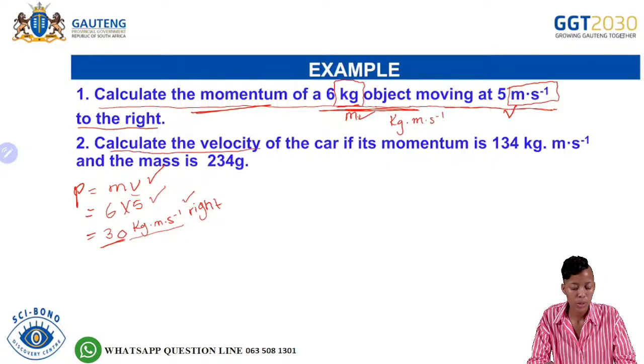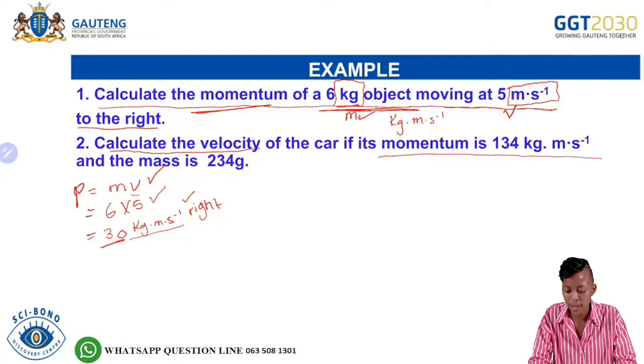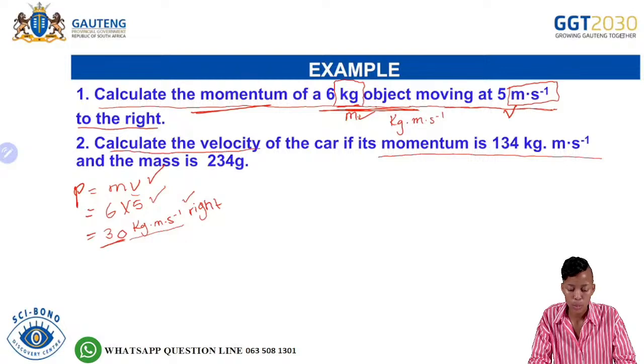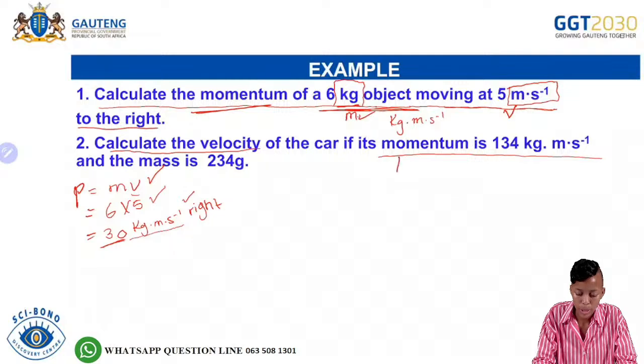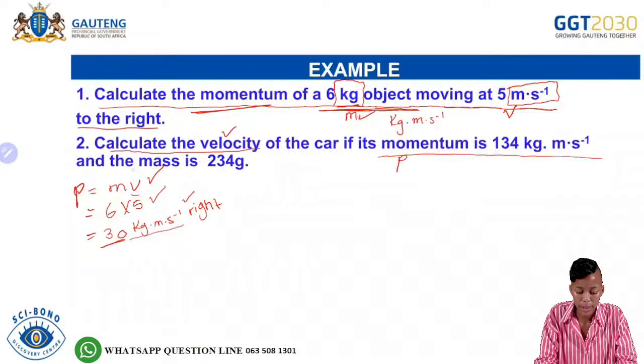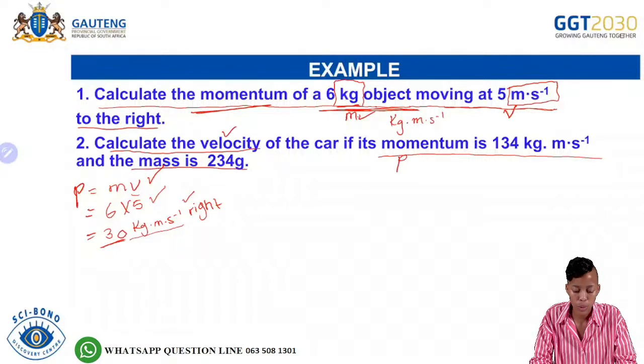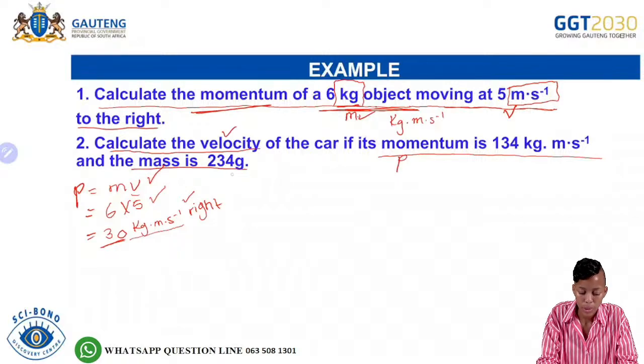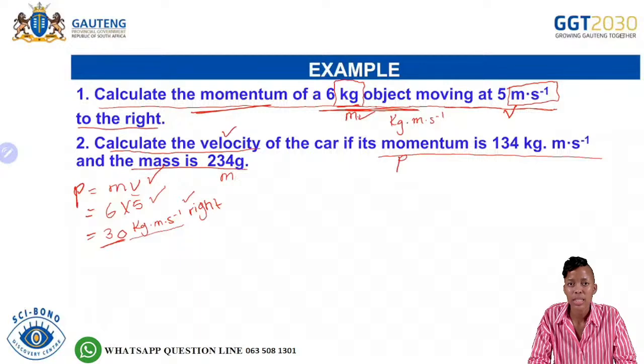Okay, so if we are calculating the velocity, it means you need to remember the symbol for the velocity. Number 2, we are given the momentum. So the momentum there is given as 134, and the unit is kilograms meters per second. The symbol for momentum is P, and then the symbol for the velocity is V. Then again, we are given the mass, which is 234 grams.